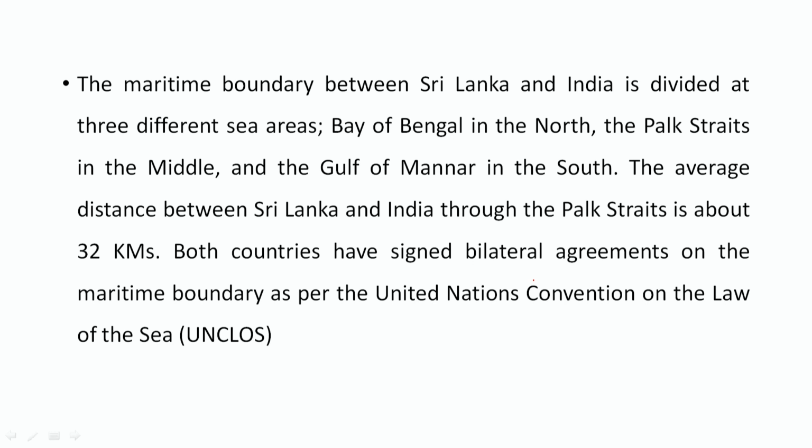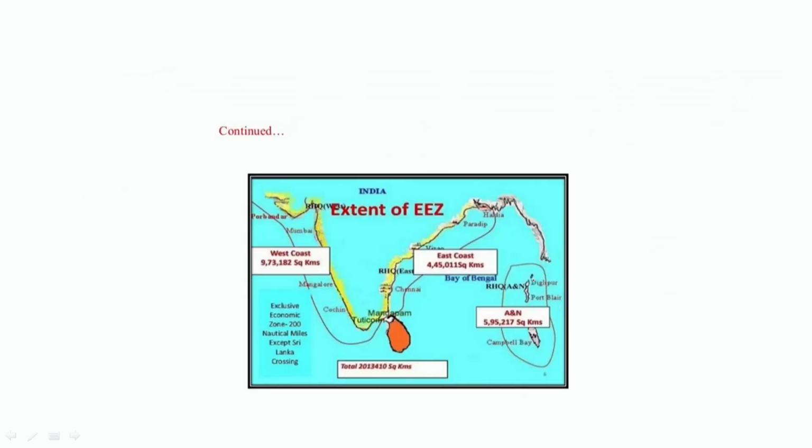So how is it? Let's see in the map again. It is Palk Strait, then south is the Gulf of Mannar, and this goes to the Bay of Bengal. That is how the division between India and Sri Lanka through water bodies is related.